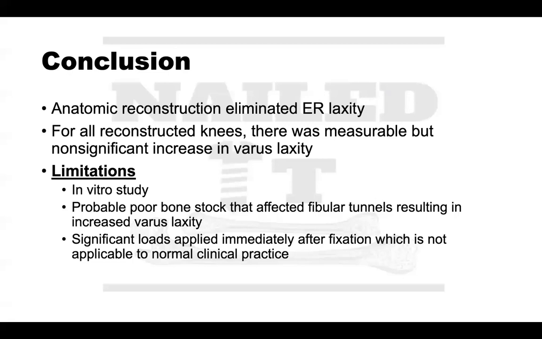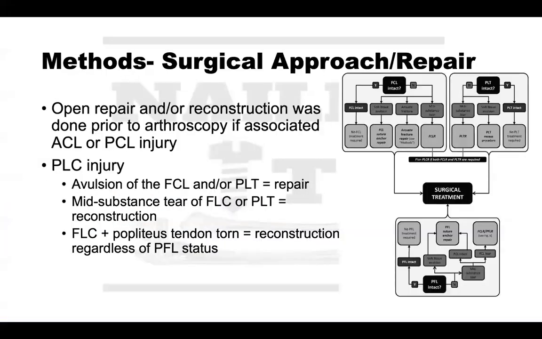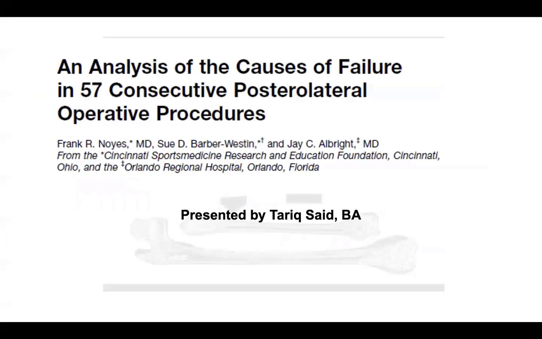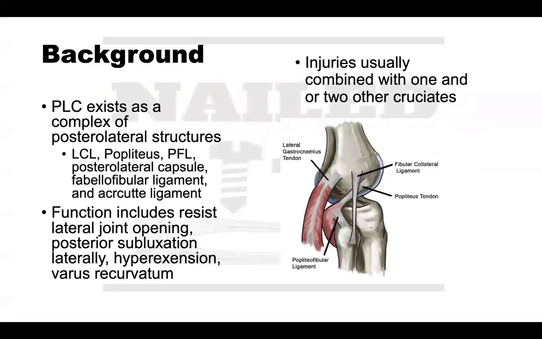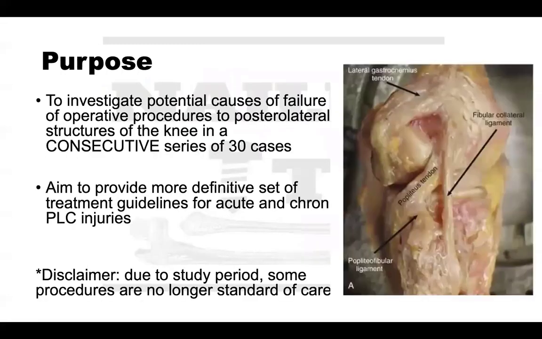Yeah, I completely agree. So I'm actually going to go to Tariq's paper. This is an analysis of failure in 57 consecutive posterolateral operative procedures coming out of Cincinnati. This was published in 2006 in the American Journal of Sports Medicine. It's a bit of a different type of paper. It focuses more on, we've talked about this background more than enough, I think. But essentially PLC as we all know it by now, but we're looking at these 30 different cases, and after their index operation had already happened, why they're failing.